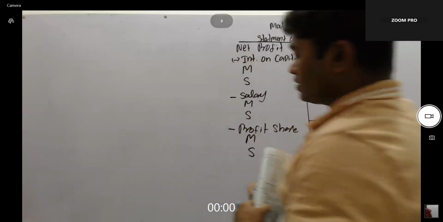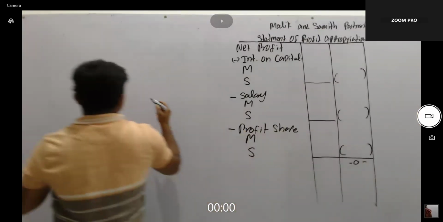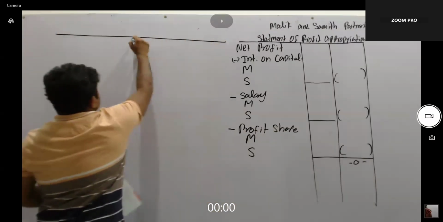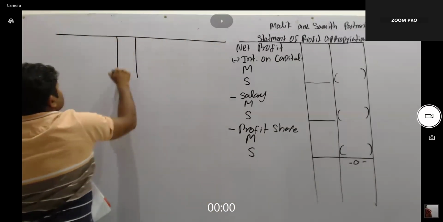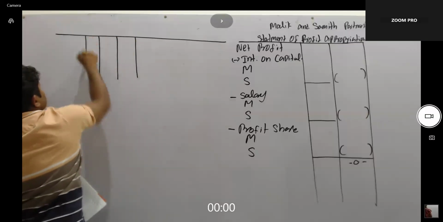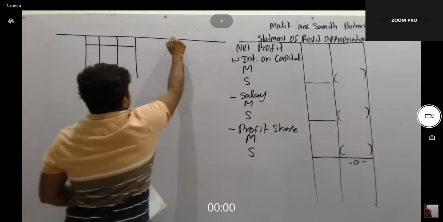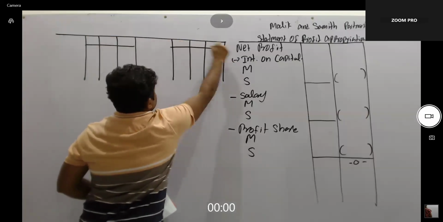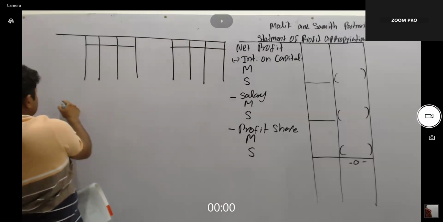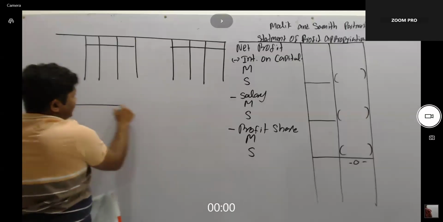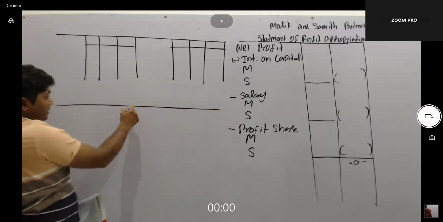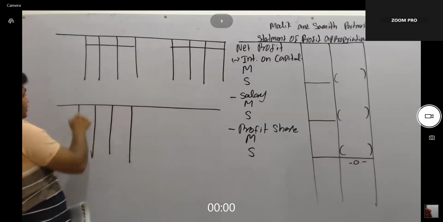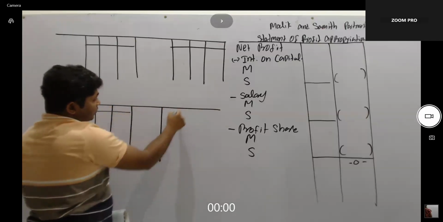Appropriation is given. Retirement is given at the beginning of the year. Therefore, partners capital accounts, 3 columns. Retirement at the beginning of the year, 3 columns. Current account also 3 columns. You have to know how to calculate the equity of the retired partner. 3 partners available, 3 columns. First one, draw the format like this.